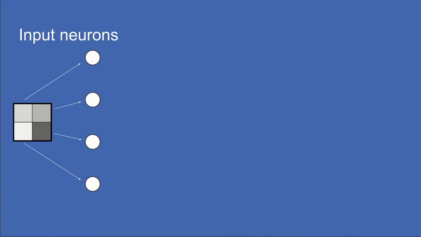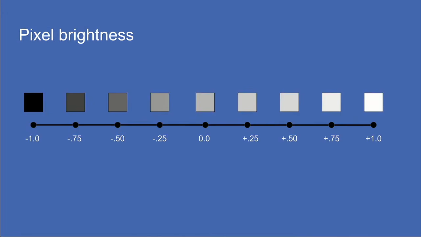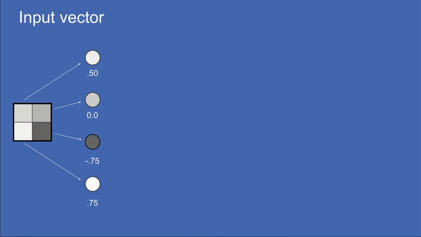We can take these 4 input pixels and break them out. We call them input neurons, but they just take these pixels and turn them into a list of numbers. The numbers correspond to the brightness. -1 is black, +1 is white, 0 is middle gray, and everything else is in between. So this takes this little image and turns it into a list of numbers.